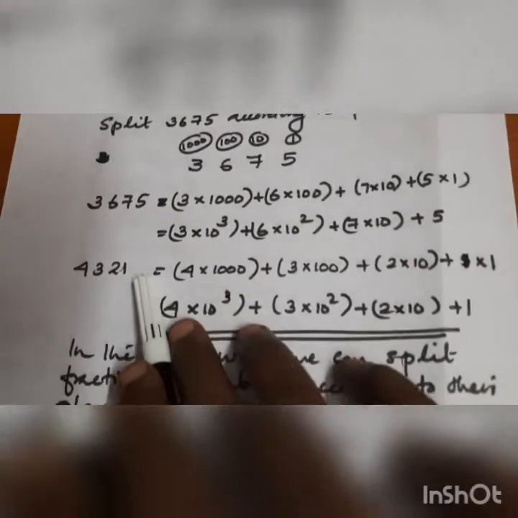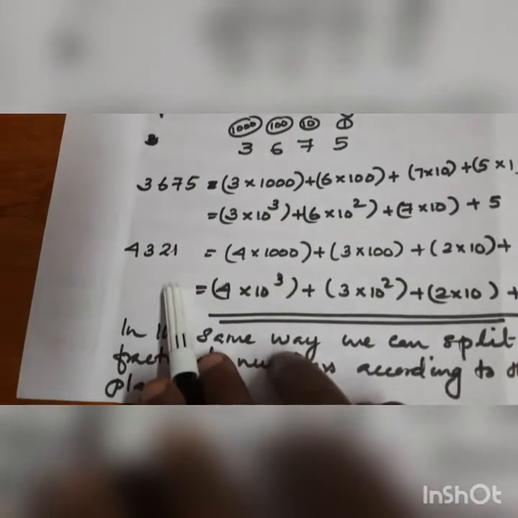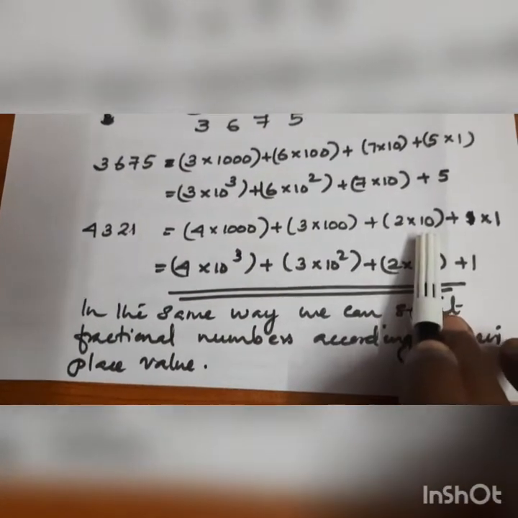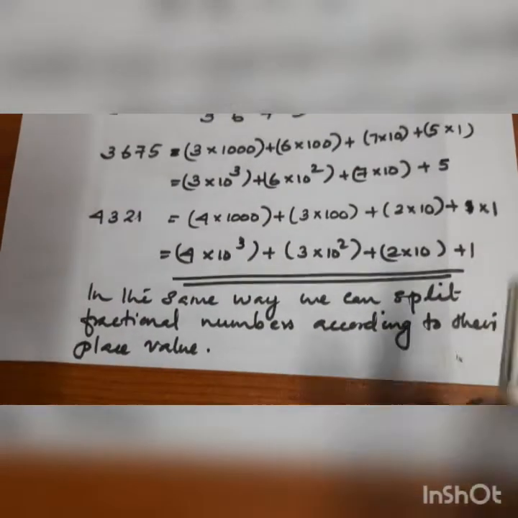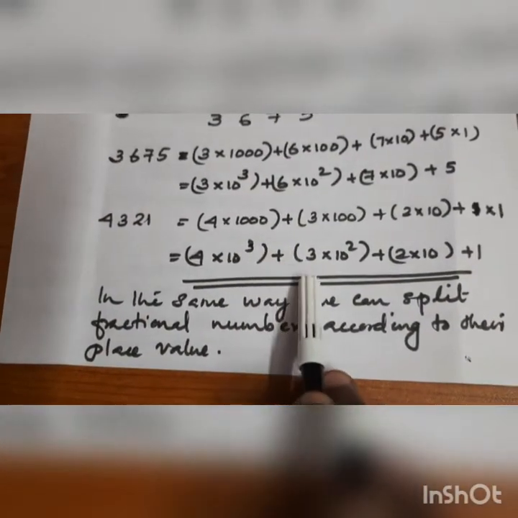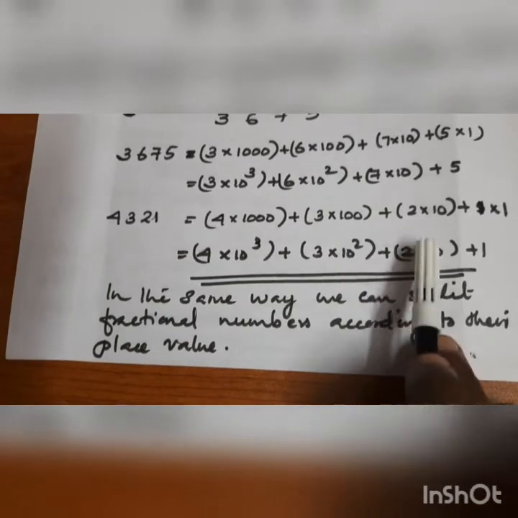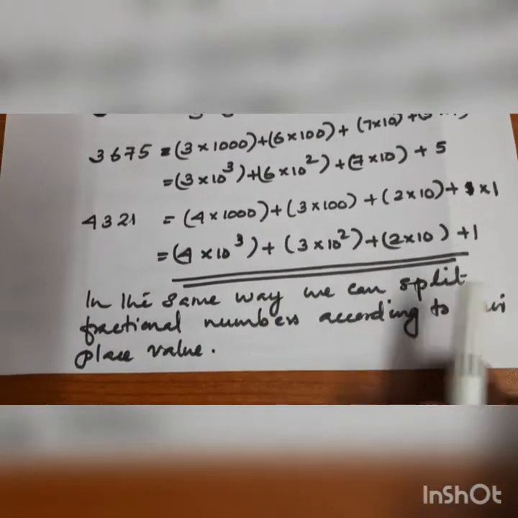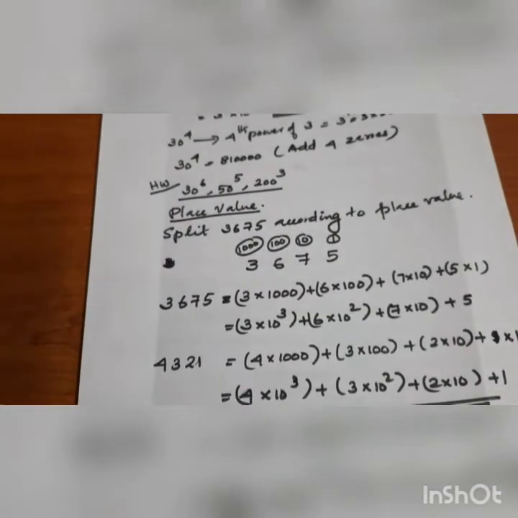Like that, next, 4321 as 4 into 1000 plus 3 into 100 plus 2 into 10 plus 1 into 1. That is 4 into 10 raised to 3 plus 3 into 10 raised to 2 plus 2 into 10 plus 1. In the same way, we can split fractional numbers according to their place value.